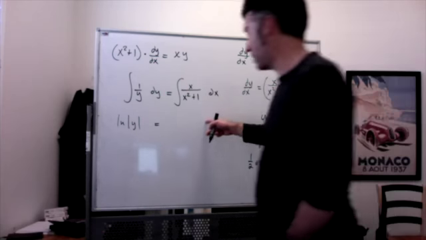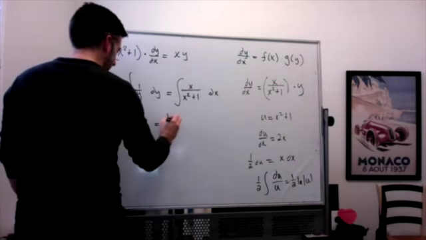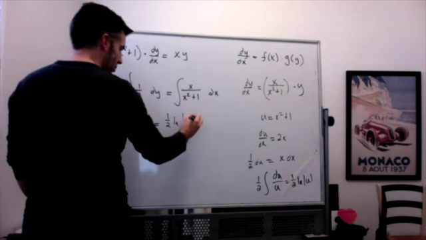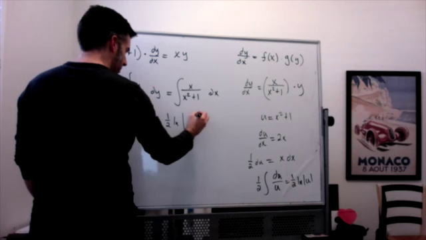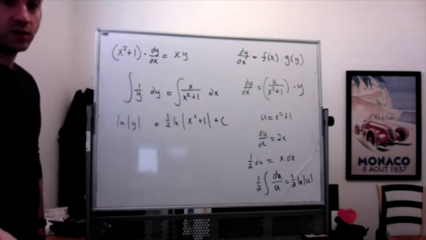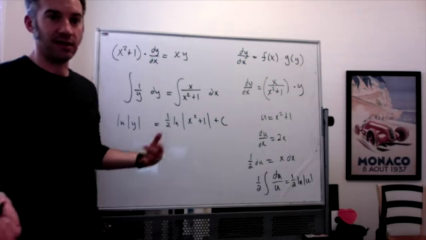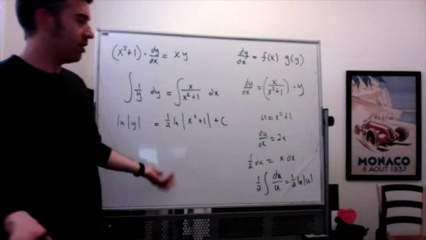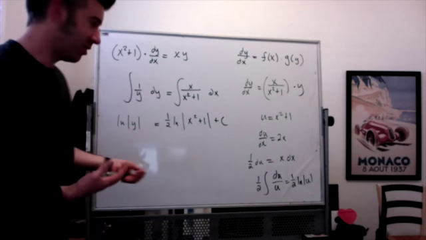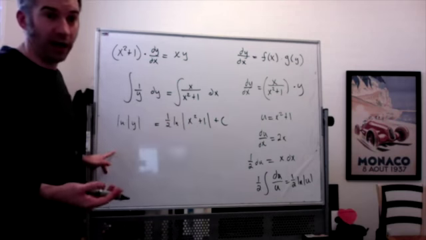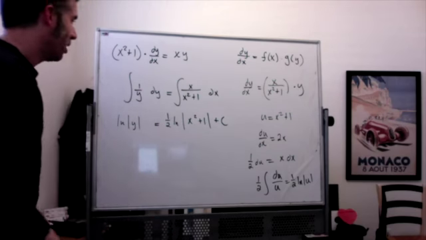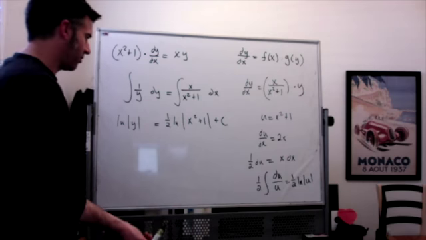So over here I'm going to get 1/2 the natural log of the absolute value of u plus c. You always want to put the c on the side that is not the side you're solving for. We know we're going to try and solve for y, because y is a function of x. So I'm going to put the c on the not-y side because we're going to eventually move it over there anyway.